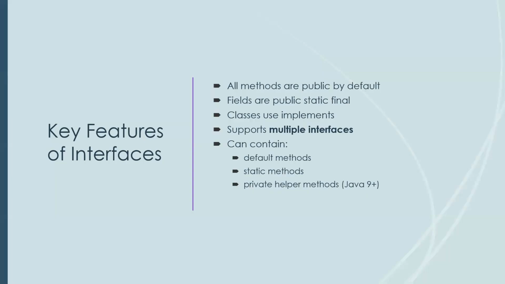And with interfaces, even though all methods are public by default, you can change the modifiers. So you can have default methods, you can have static methods. And as of Java 9 and above, you can also have private helper methods. I use Java 17, and I think the latest edition of Java is 21, so we're good.